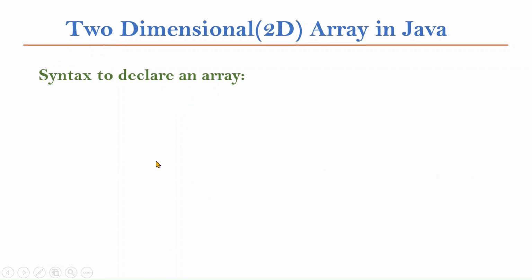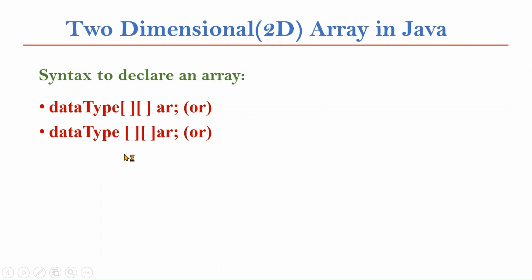Now coming to the syntax to declare a 2D array. The data type is followed by two subscripts. In a single-dimensional array, we use only one subscript along with the array name, but here we need to use two subscripts. Here, beside the data type, we have these two subscripts. You can write the data type, space, two subscripts near the array name, or the data type, space, the array name with two subscripts. Either way is correct. You can use any one.